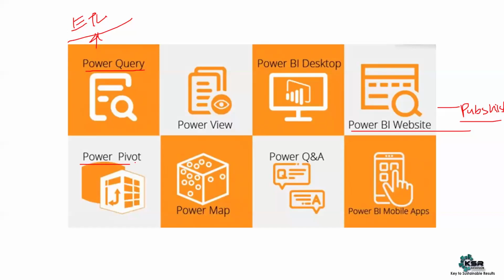Now, what does Power Pivot mean? If you want to pivot your data from row to column or from column to row, you can always use this Power Pivot. And this component is not visible in Power BI, but it is an already existing component. This is somewhere between Power Query and Power View.